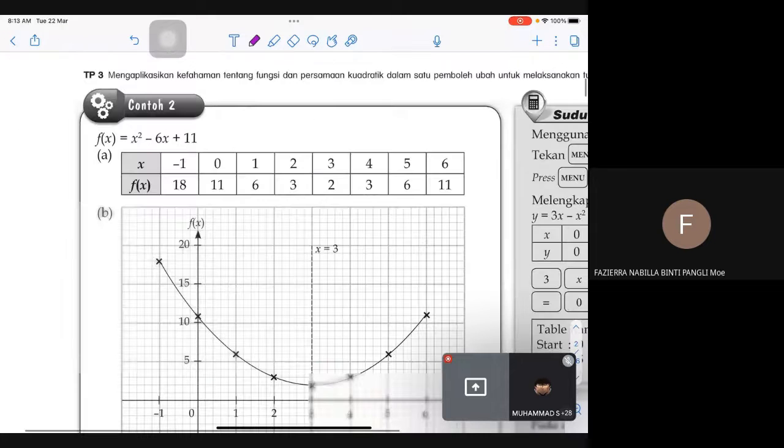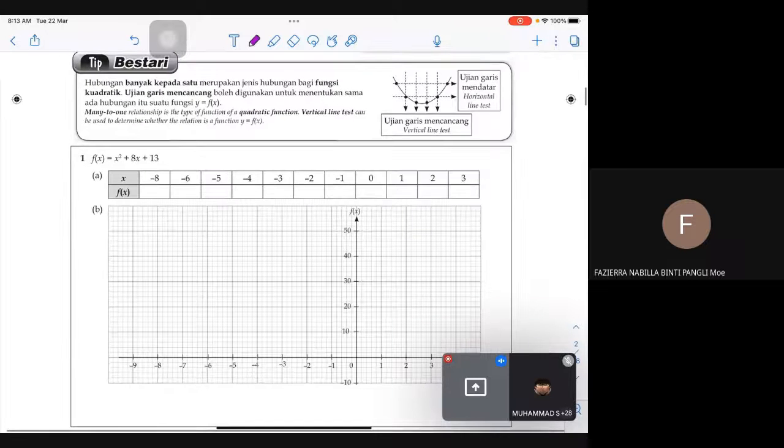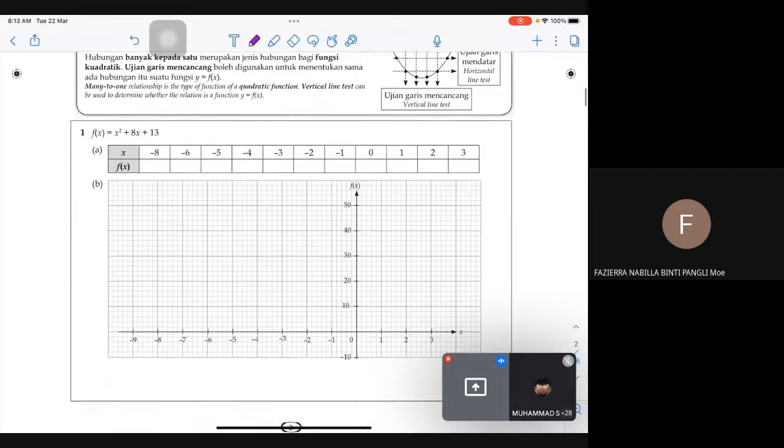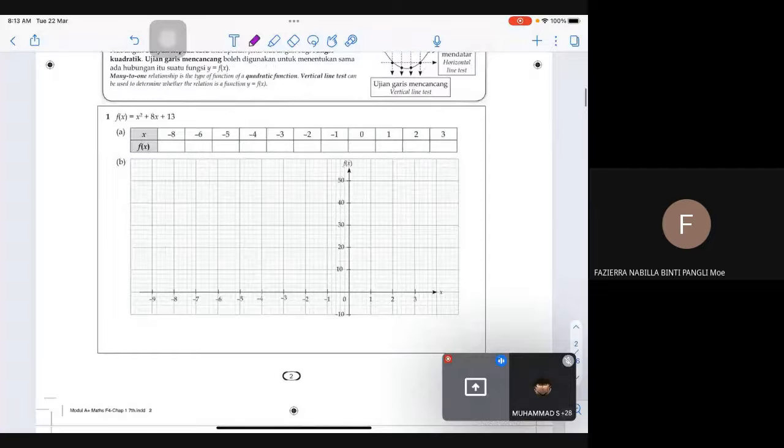Then this one, I ask you to do it yourself because I think this one is quite easy. We actually have two ways to do this kind of question. I will explain both to you.